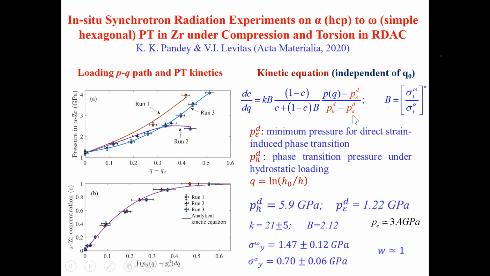So the minimum pressure for plastic strain-induced phase transition was found to be 1.2 GPa. This is 4 times smaller than under hydrostatic conditions and almost 3 times smaller than the phase equilibrium pressure. Now you see here, this is pressure, this is plastic strain. And for 3 samples, there are 3 different loading paths. This is for pure compression, and this is for compression and shear. We can get phase transition under much lower pressure, as you see.